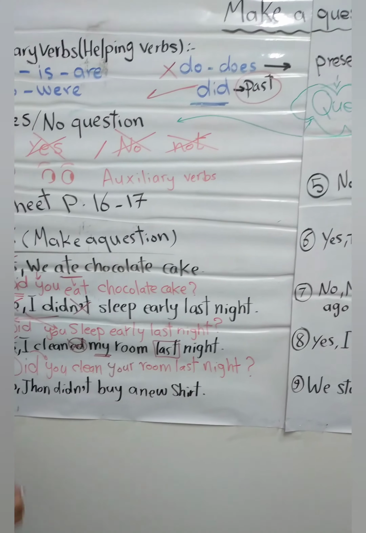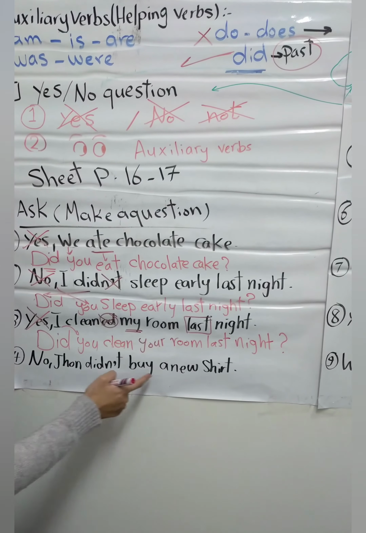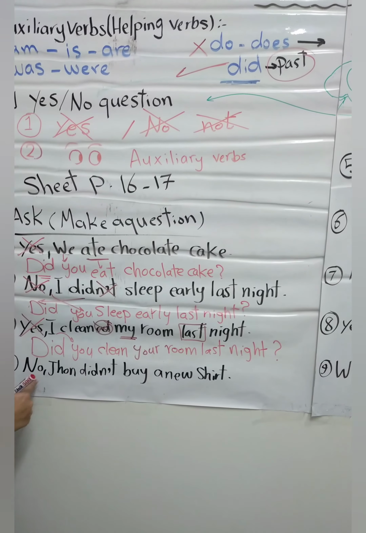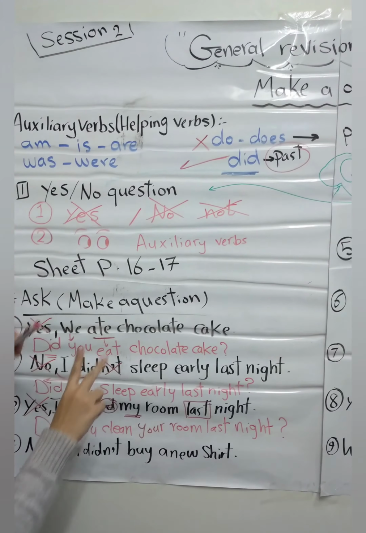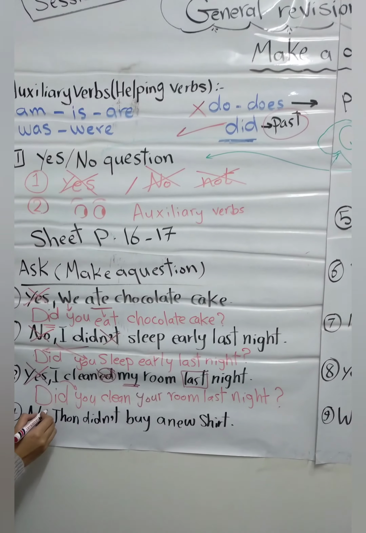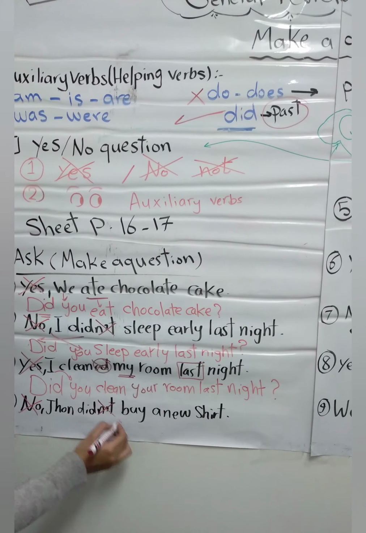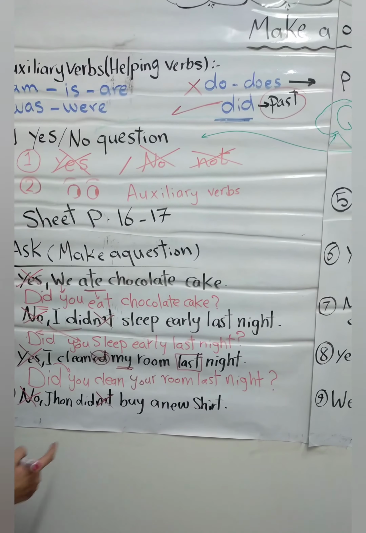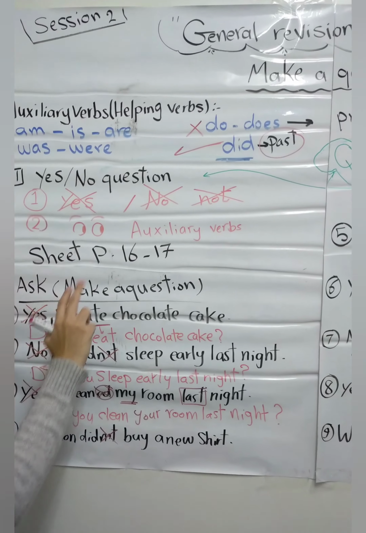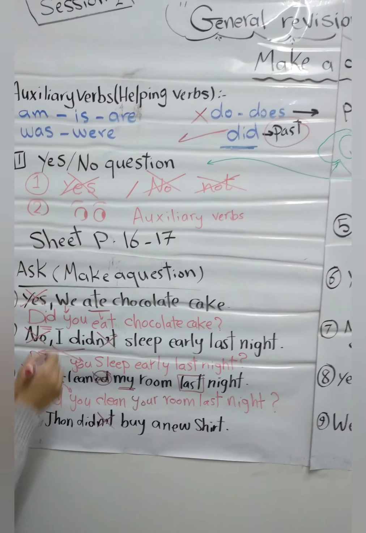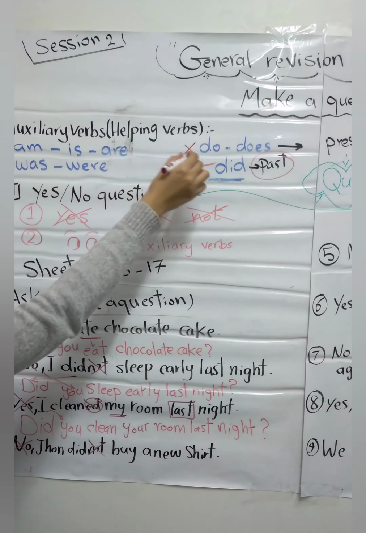Question mark. Number 4. No, John didn't buy a new shirt. This is a yes or no question, so we have to follow 2 steps. Step number 1, cancel no and not. Don't forget to cancel not or cross out not. Here we have to follow step number 2, search for auxiliary verb: am, is, are, was, were, do, does, did.